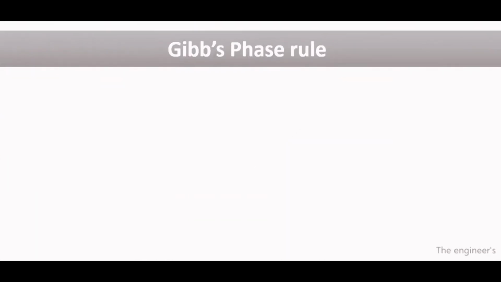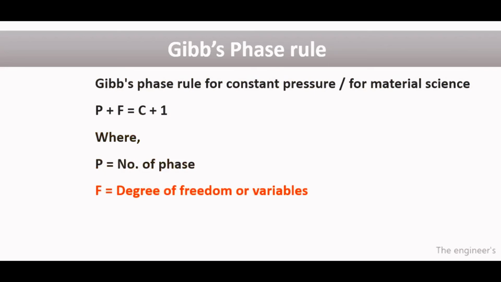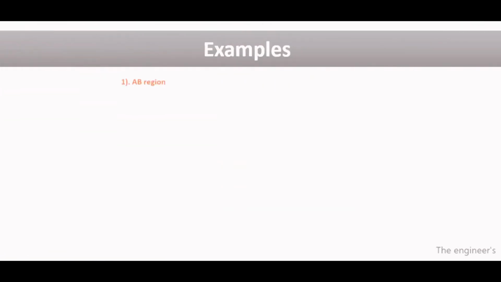Now let's see how to find out degree of freedom for constant temperature. Also sometimes it's known as the degree of freedom for material. There is a slight change in formula, that is P plus F is equal to C plus 1. Here we take constant as a 1. So as we learned previously, P is equal to number of phases, F is equal to degree of freedom, and C is equal to number of components. Now let's move to the examples.